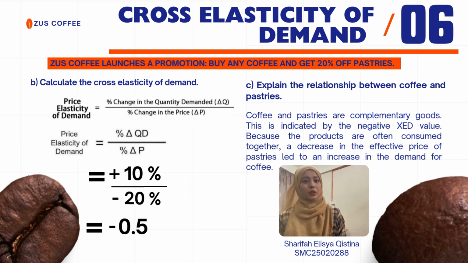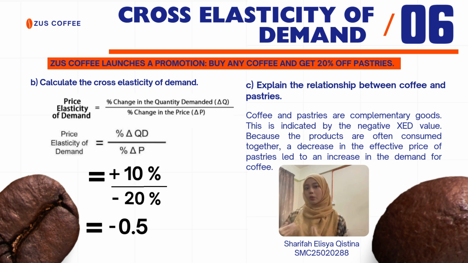Question B wants us to do the calculation, but before we do all the calculation, we have to figure out which formula we have to use to get the answer right. The formula that we will be using is XED equals the percent change in quantity demanded of good A divided by the percent change in price of good B. How do we know which one is good A and which one is good B?